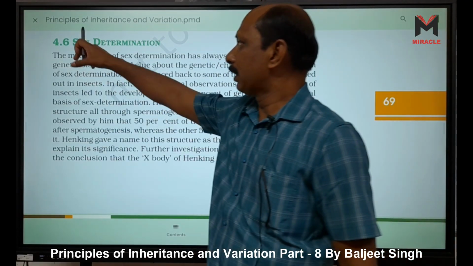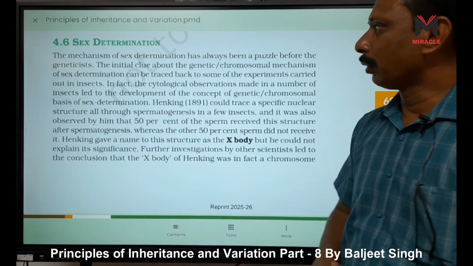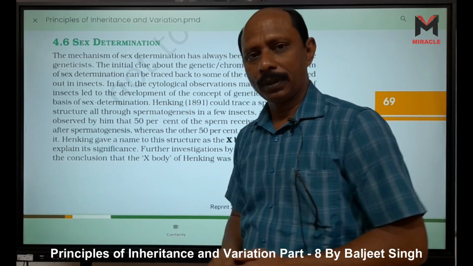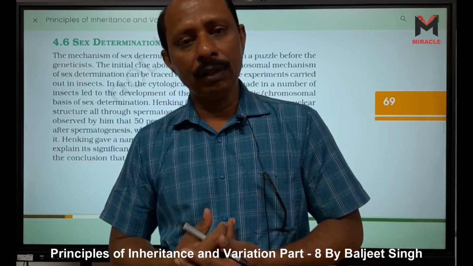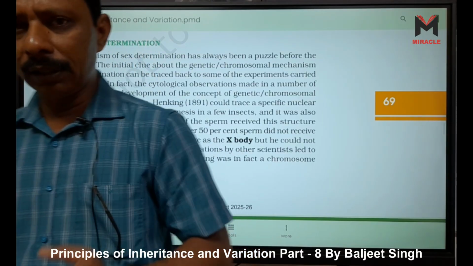In the topic principle of inheritance and variation, today we are going to discuss sex determination in male and female in different organisms. How is sex determined? Either it is male or it is female.